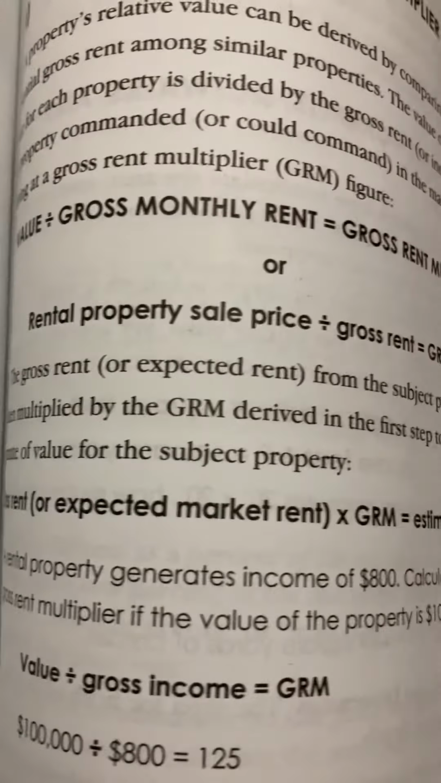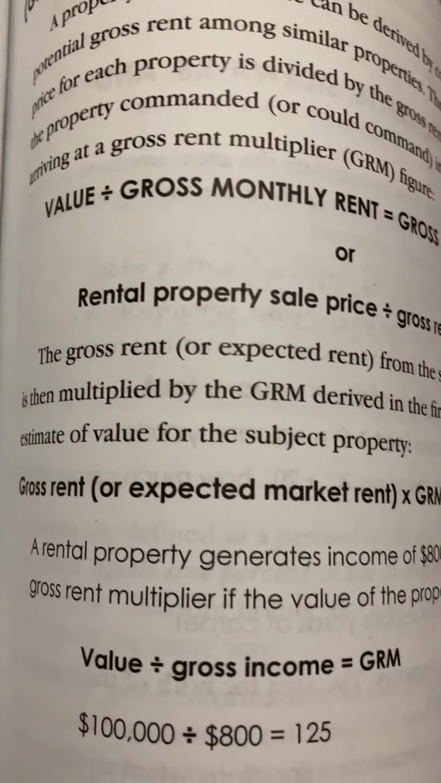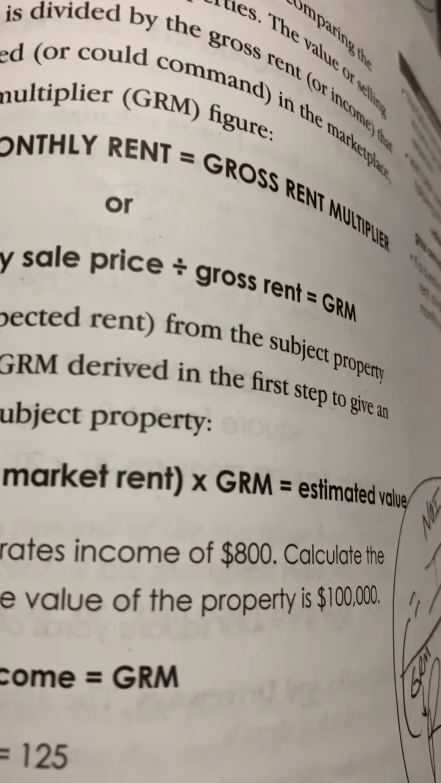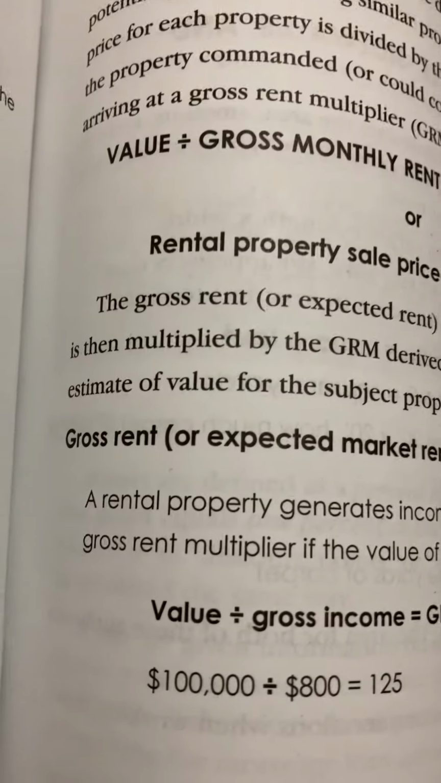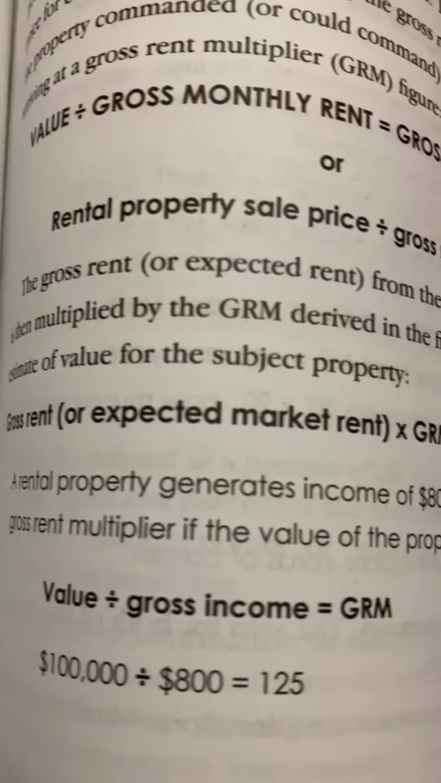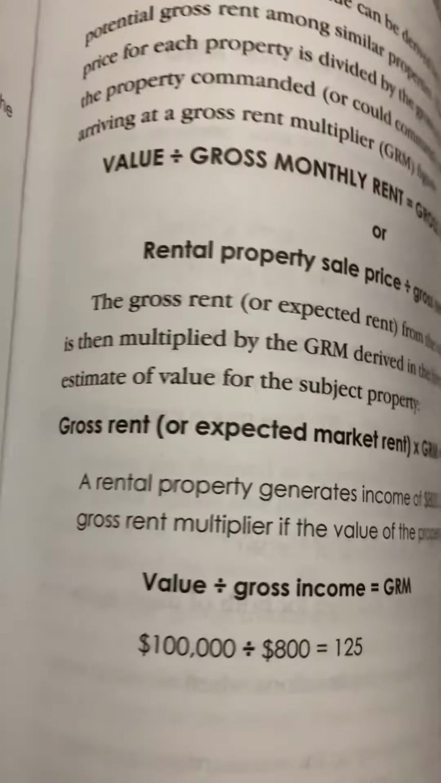The gross rent or expected rent from the subject property is then multiplied by the GRM derived in the first step to give an estimate of value for the subject property. Gross rent or expected market rent times GRM equals estimated value.